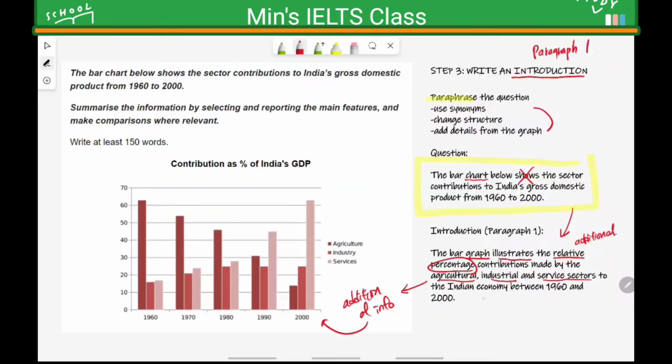The Indian economy, so this one is GDP, gross domestic product. Okay, so this is our first paragraph.